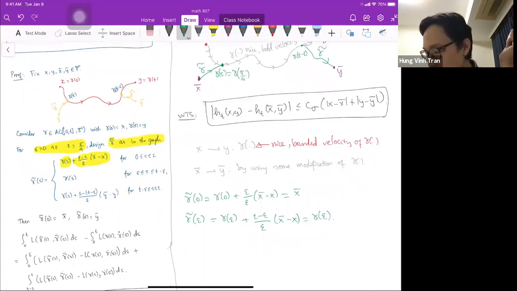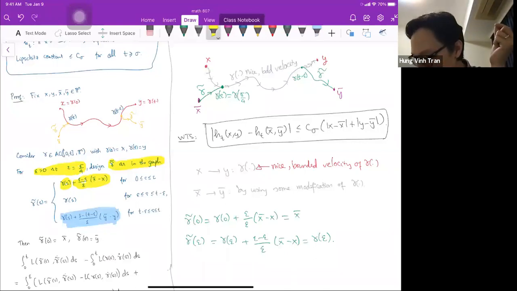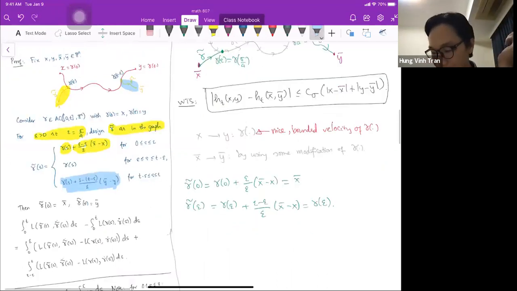So it's just a very simple trick of using linear combinations to connect the two points. And similarly for the second piece, we are also combining gamma with a line segment from 0 to y bar minus y. So the first piece is this one I'm highlighting on the left panel, and the second piece is the other one I'm highlighting also on the left panel. I'm sorry, so that's exactly that.